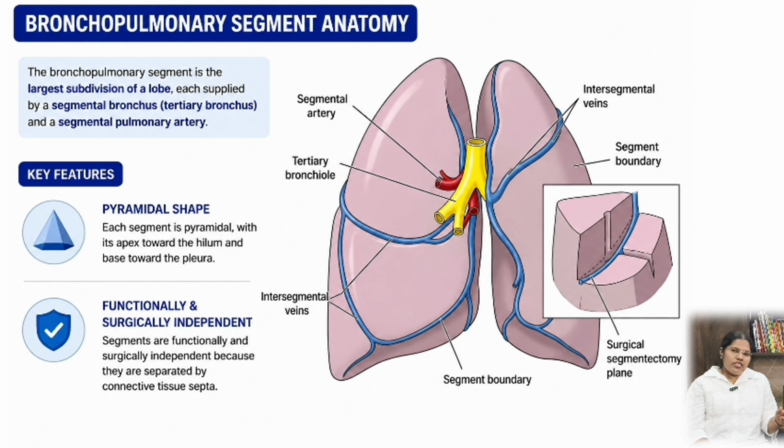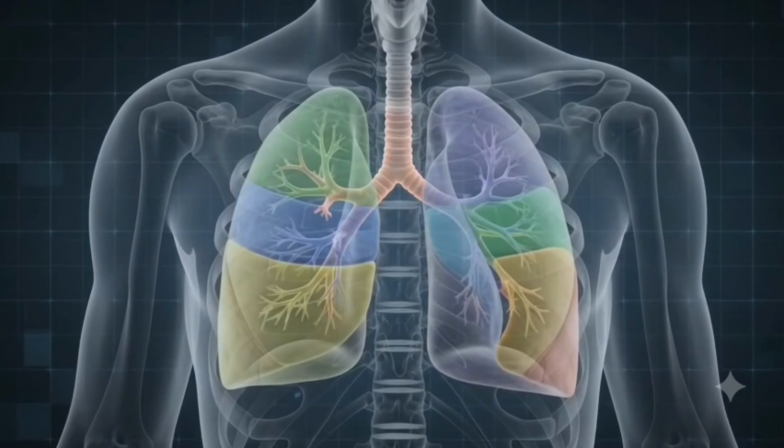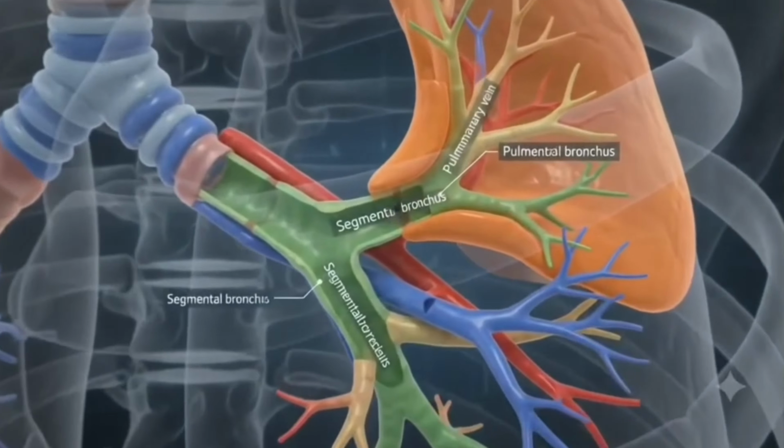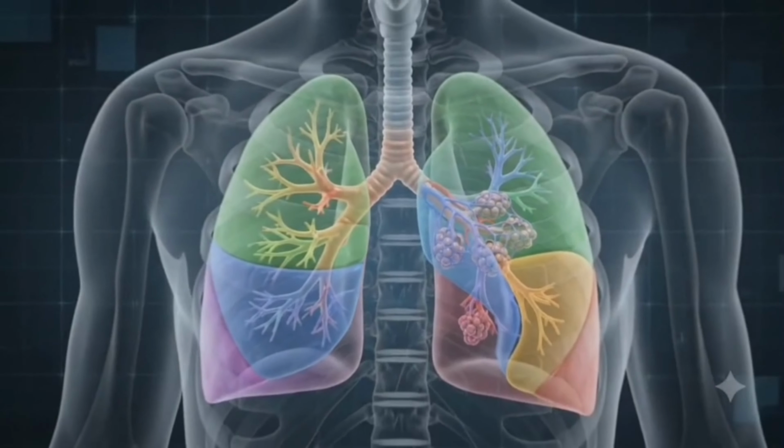The second important concept from this case is the bronchopulmonary segment anatomy. The bronchopulmonary segment is the largest subunit of pulmonary lobes. It is supplied by the segmental bronchus, which is the tertiary bronchi, and the segmental pulmonary arteries. The shape of this bronchopulmonary segment is pyramidal, and the apex is towards the hilum and the base is towards the pleura. Now, Dr. Shekhar will be discussing a few more important concepts from this case.